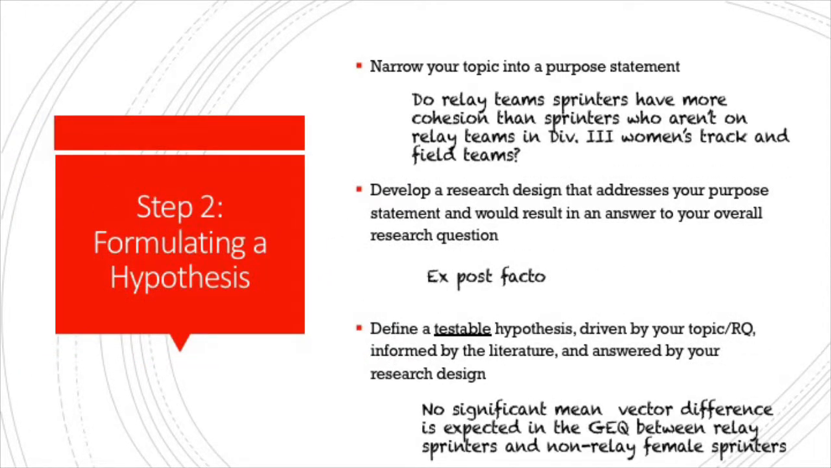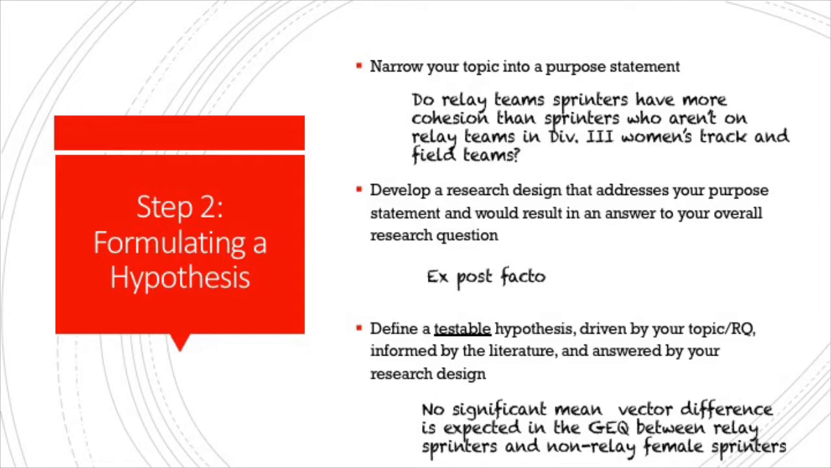In step 2, I now have to narrow that topic into a purpose statement that's useful. Do relay teams have more cohesion than sprinters who aren't on relay teams? And I'm going to pick my population to be Division III women's track and field teams. Next, I have to come up with a research design that's going to address that purpose statement. So for me, that's going to be an ex post facto design because I need something that is going to allow me to compare, but I don't have to manipulate the independent variable, and ex post facto is the right choice.